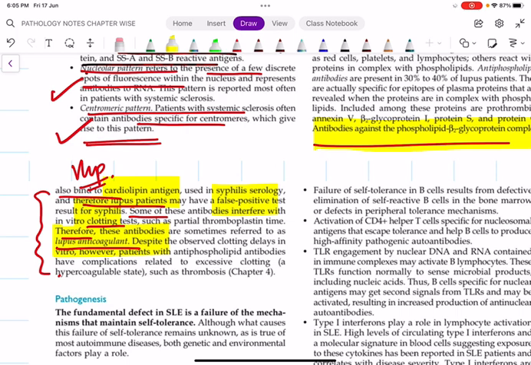I have already discussed antiphospholipid antibody syndrome in the chapter on hemodynamics, so you can refer there. It is a hypercoagulable state. A female with a history of recurrent abortions or miscarriages, we should always think about antiphospholipid antibody syndrome. Antibodies are produced against beta-2 glycoproteins, and since they interfere with in vitro clotting tests like partial thromboplastin time, they are called lupus anticoagulant.